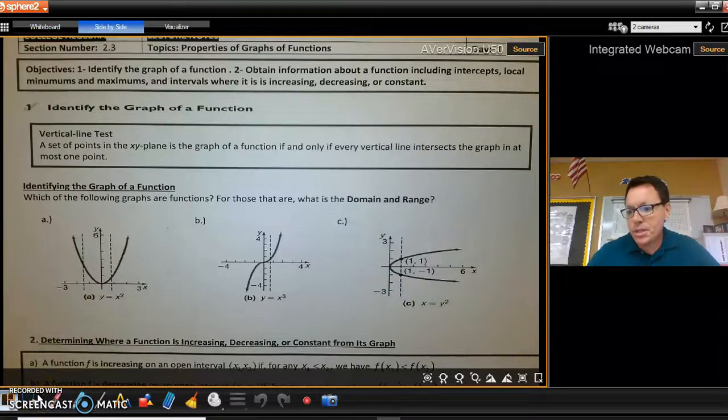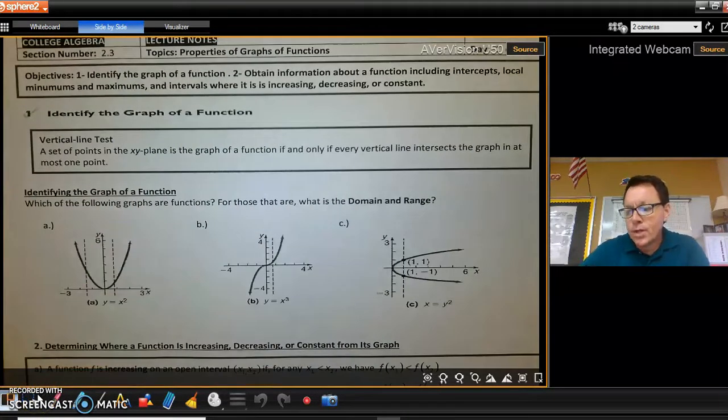Hey guys, welcome to lesson 2.3. We're going to talk about some properties that graphs of functions have.